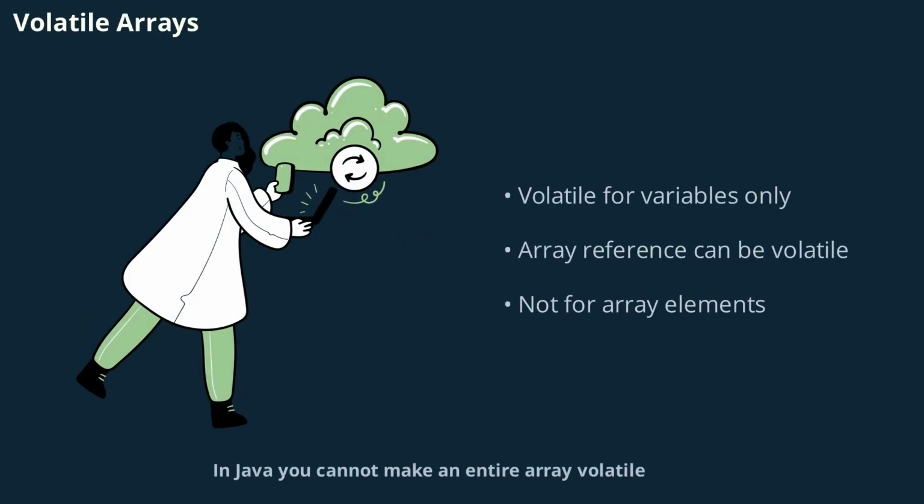In Java, you cannot make an entire array volatile. The volatile keyword can only be applied to individual variables, not arrays or collections. Volatile ensures that the value is always read from and written to main memory, making it visible to all threads. For arrays, you can make the reference volatile but not the array elements themselves.